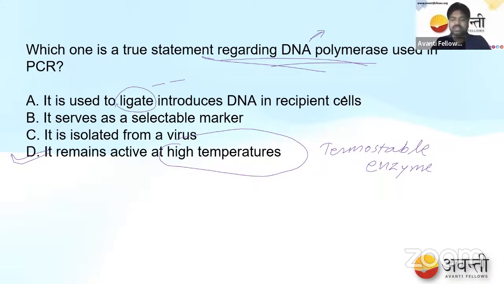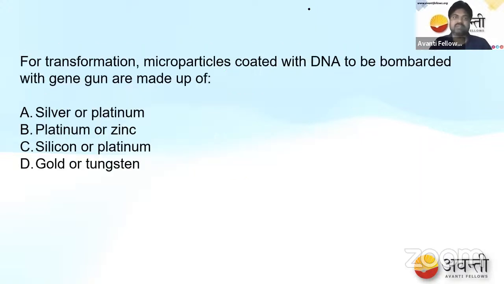Okay. So next question on your screen, please answer fast. Question is, for the transformation, microparticles coated with DNA to be bombarded with the gun are made up of, किससे बना हुआ है? Option A, silver or platinum, option B, platinum or zinc, option C, silicon or platinum, option D, gold and tungsten. I'm launching poll for it. Please answer fast. Then we go.